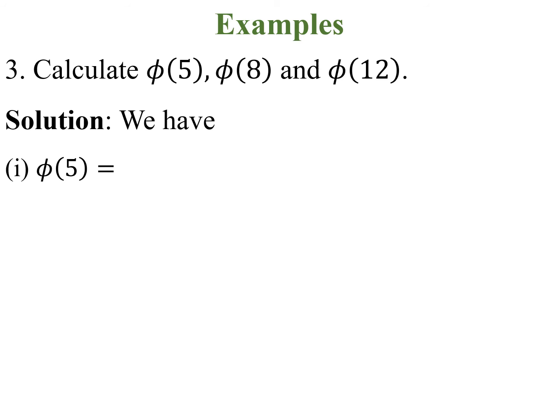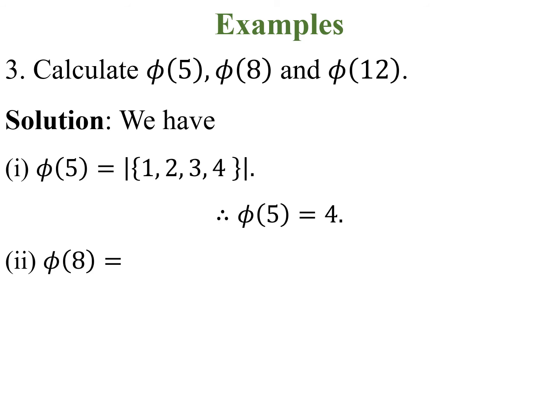But GCD of each of 1, 2, 3, 4 with 5 is 1. Means 1, 2, 3 and 4, all these 4 positive integers are co-prime with 5. Therefore, phi of 5 will be the cardinality of the set containing 1, 2, 3, 4. It contains 4 elements, therefore phi of 5 is 4.